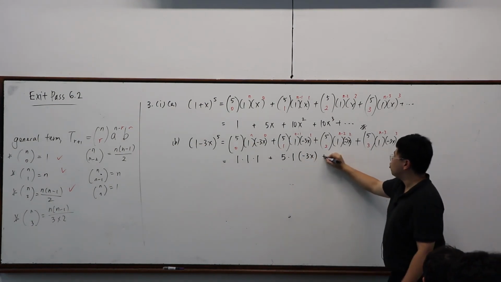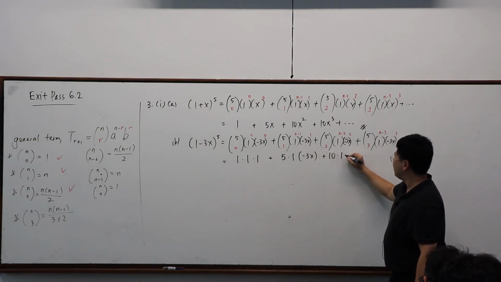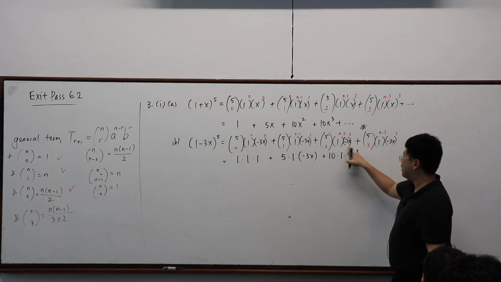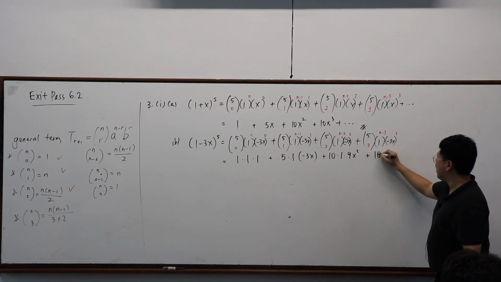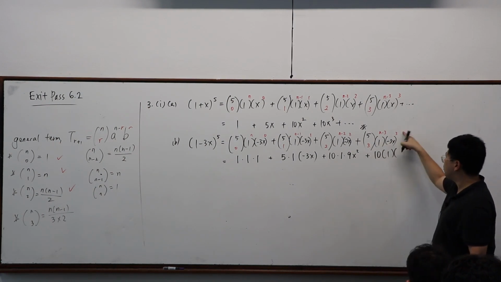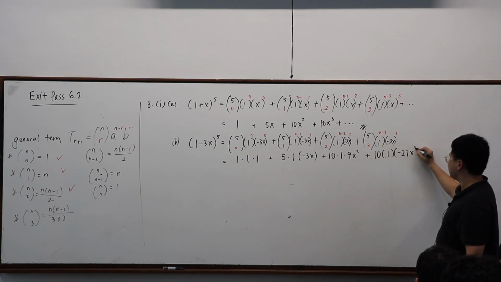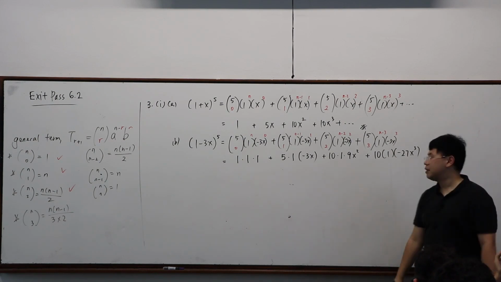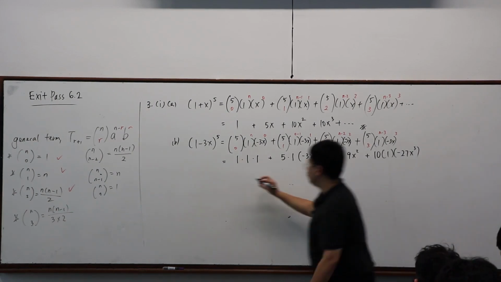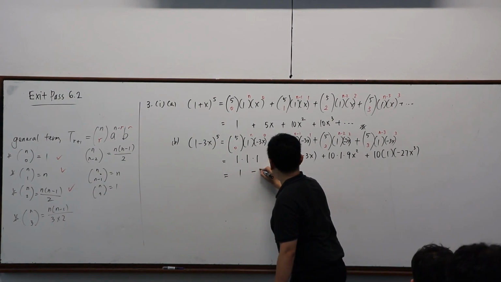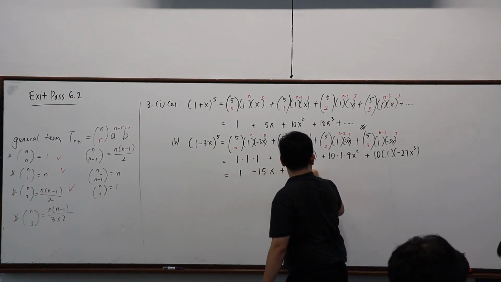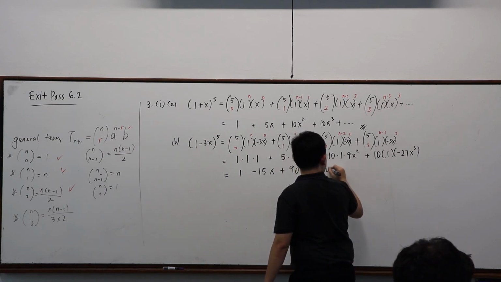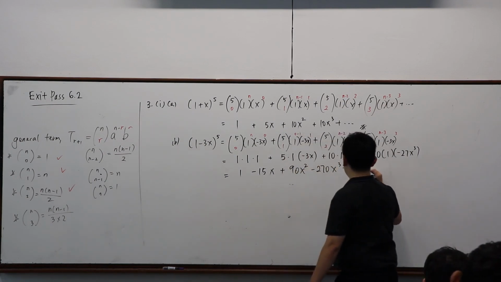This one, 5 choose 2 is 10 times 1 times 9x squared. Be careful of the negative. This one, 5 choose 3 is 10. 1 times negative 3 cubed will be negative 27, and then you get your x cubed. Be careful. So then you do the rest: 1 minus 15x plus 90x squared minus 270x cubed.